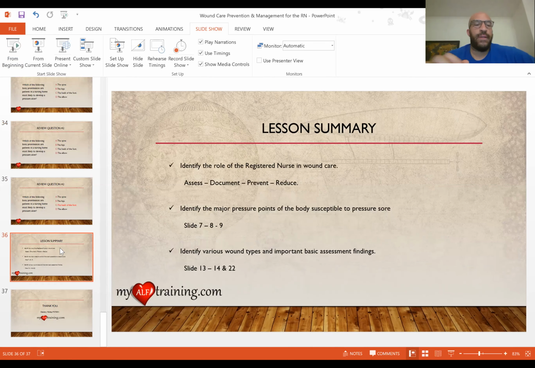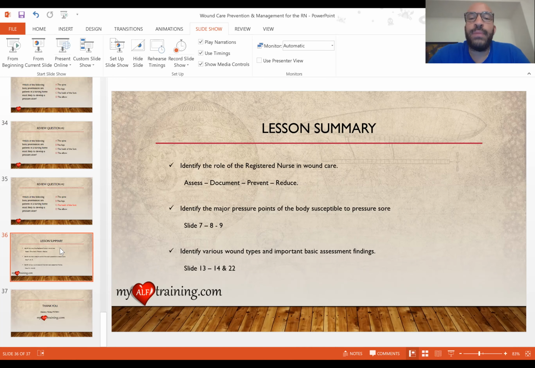Now, in review, we only had three clear objectives, but those objectives had a lot of information that came with them. So, the first objective we had was to identify the role of the registered nurse in wound care. So, we talked about the importance of assessing the skin and making sure we document correctly everything we see. Now, in order for us to document correctly everything we see, we had to learn more about the distinct differences between the types of wounds.